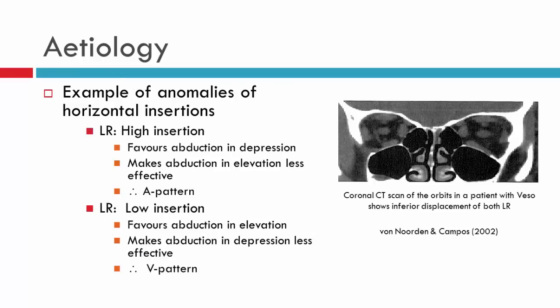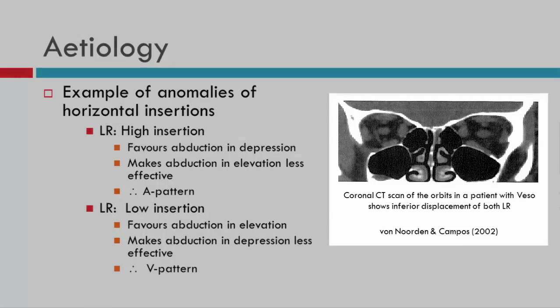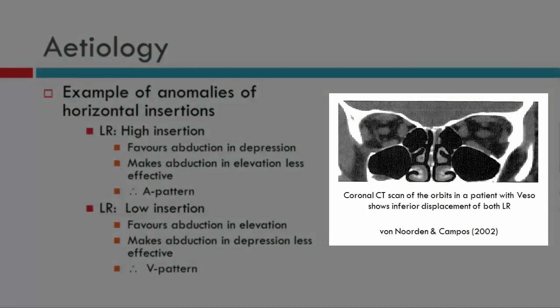So here in the next slide, what I've given you is an example of a lateral rectus horizontal insertion anomaly. And here we see that if the lateral rectus is high, we will favour abduction in the opposite direction, which is depression, and we'll have a weakening of abduction in elevation, which results in an A pattern. In the next example here, I've given you a low insertion, which will favour abduction in elevation, and we'll see a V pattern.